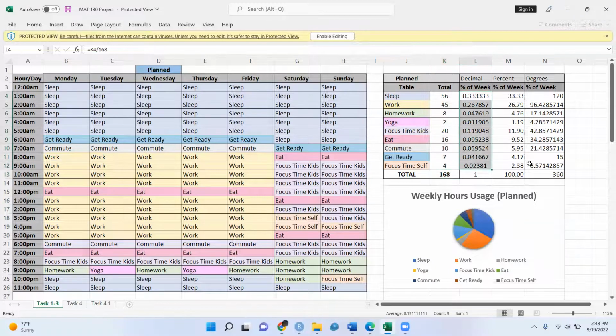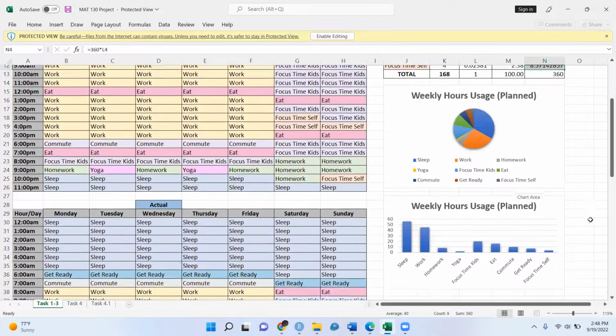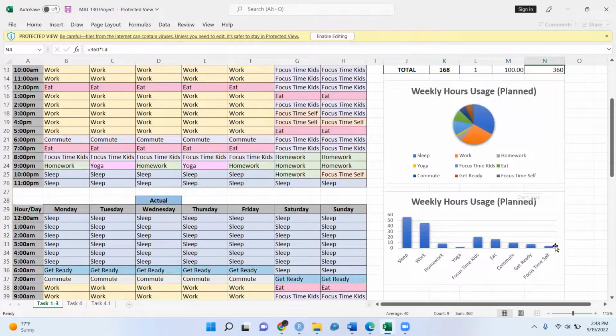Here's the decimal version of the percent of the week. Here's the actual percent of the week. And here's the number of degrees that make up this pie graph. And here's their pie graph that they made. And here's their bar graph that they made.